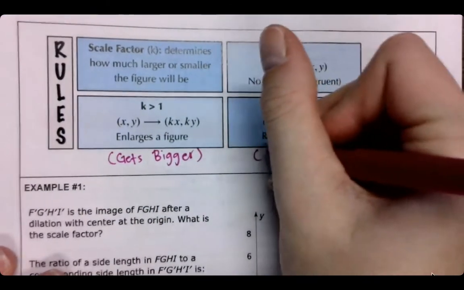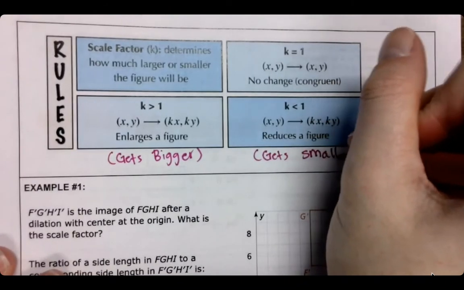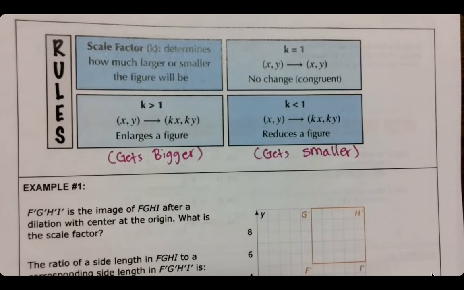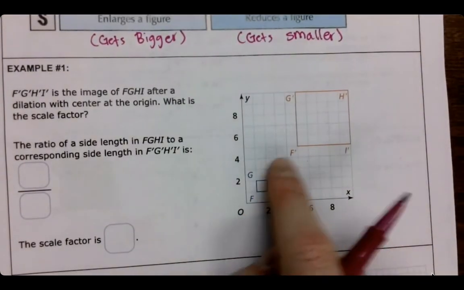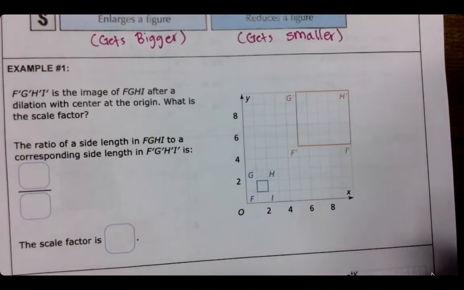Whereas reduction would be gets smaller. Make sense? Okay. And then obviously, if you're multiplying by 1, anything times 1 is itself. So we have this shape, the blue one, to the orange one or red one.